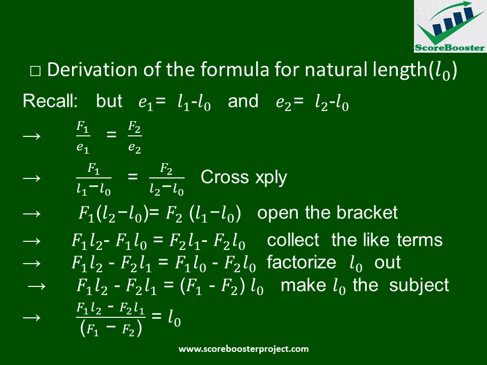Then the next step is to divide both sides by F1 minus F2. And in doing that, we have L0 equals F1 L2 minus F2 L1 over F1 minus F2. So this formula is very important for calculation of natural length of a wire. That is, natural length L0 equals F1 L2 minus F2 L1 over F1 minus F2. So we have to take note of this, as we may need it later in our calculation aspects.